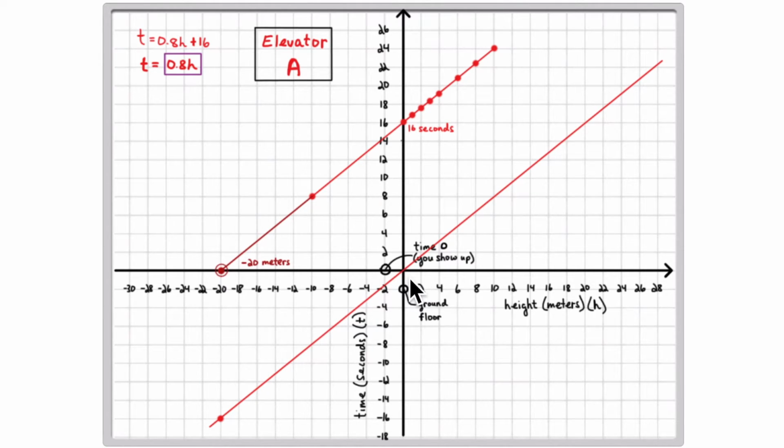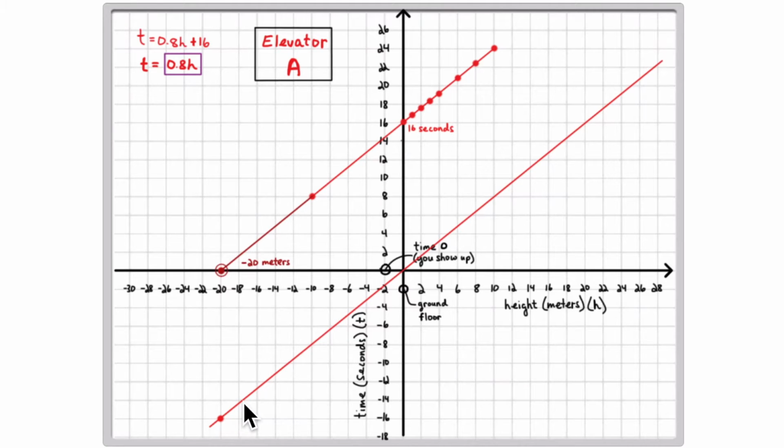So this means that it was at ground level when you showed up at the elevators. So time 0, elevators are at ground level. That means it was traveling up, up, up, up, up, and then the time that you walk up to the elevators is traveling to ground level. So before that time, so negative 20 meters below ground level, it took 16 seconds. That was 16 seconds before you showed up.